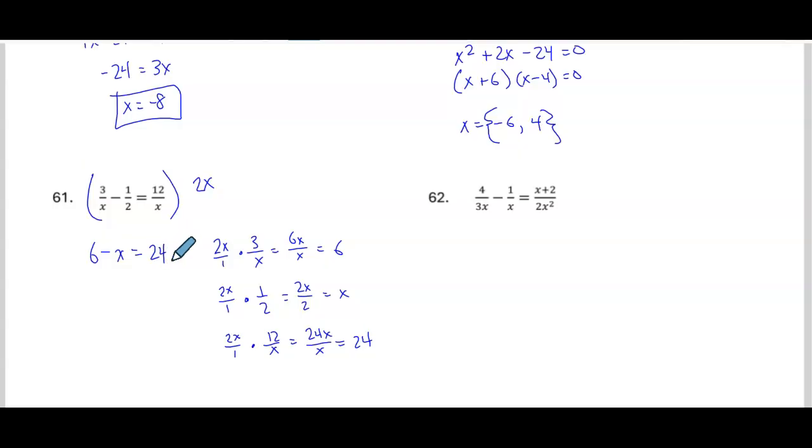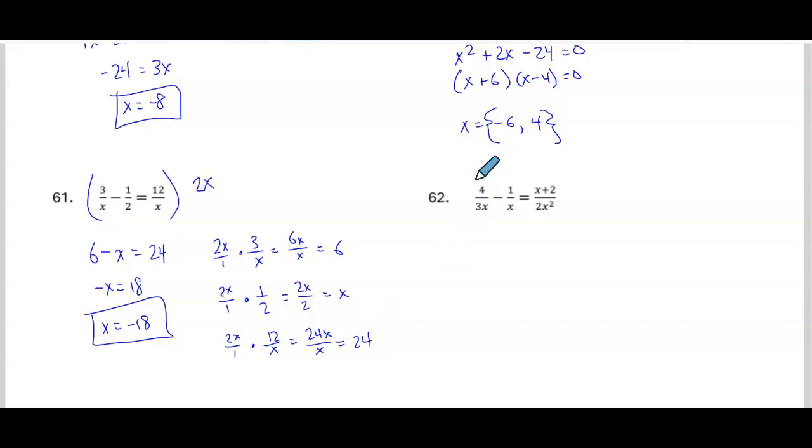Feel free to skip all of this. If you can just see it mentally, do it mentally. Subtract 24 and divide by -1. And this number does not create division by 0, so we're good with that.